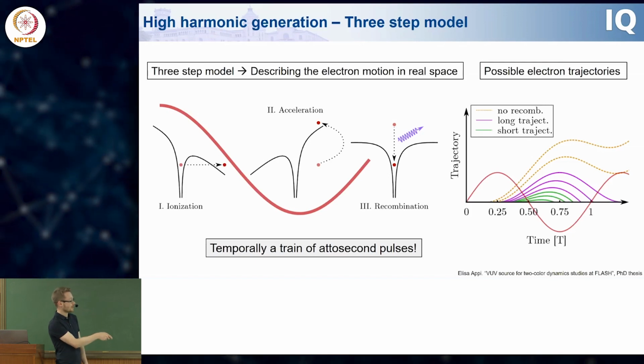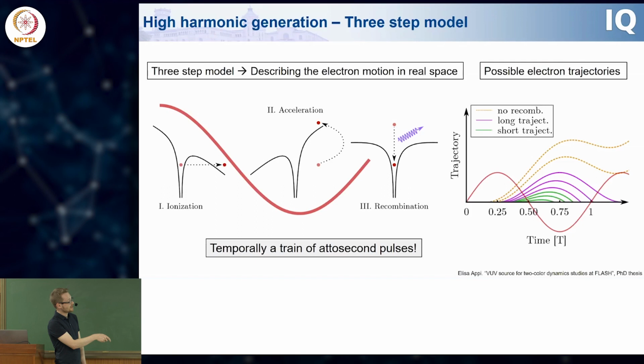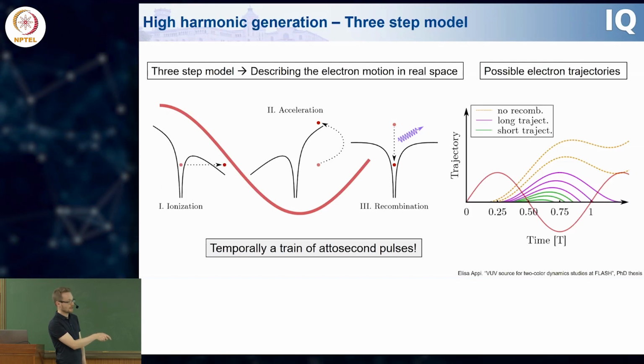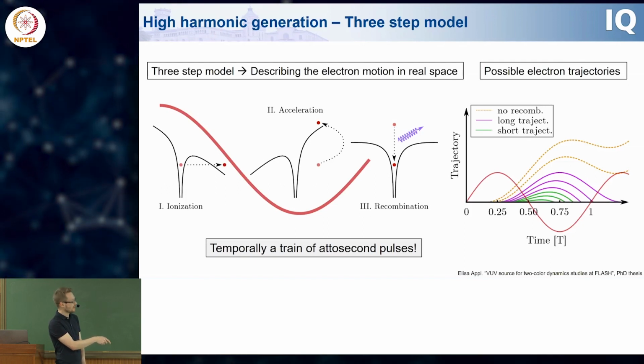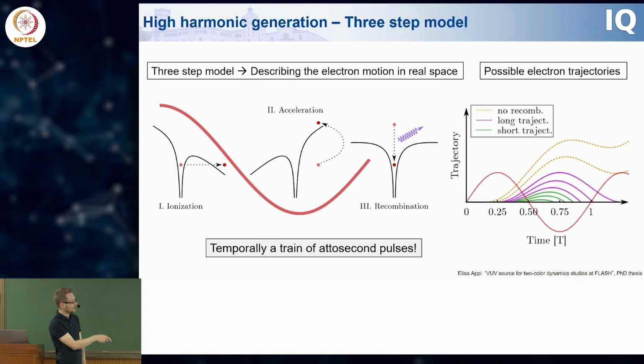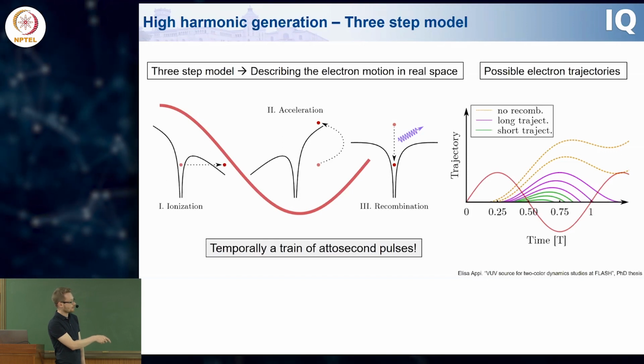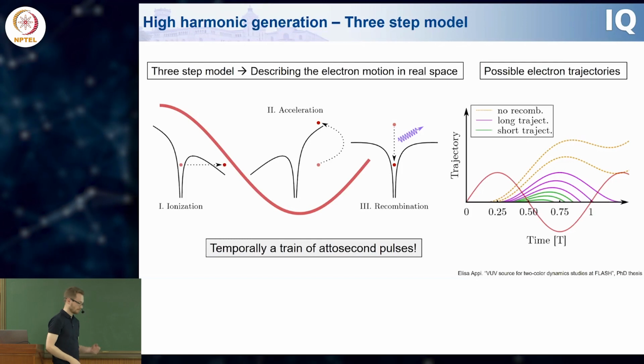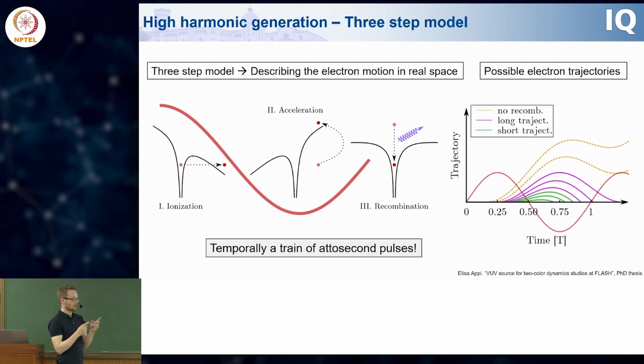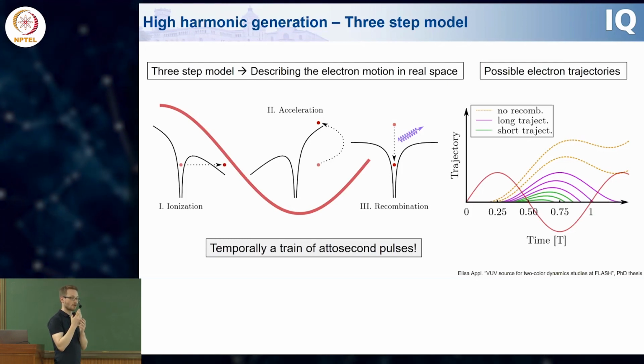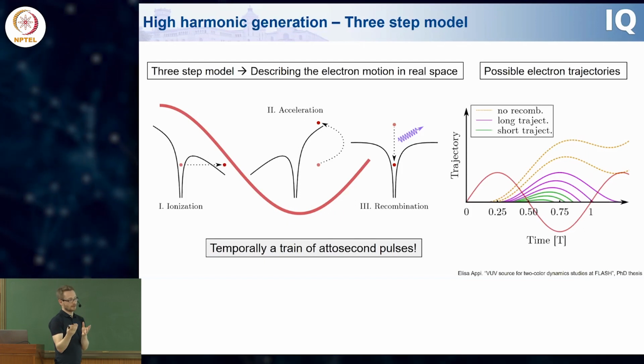The second thing we see here is this happens essentially every half cycle. So every time you have a field maximum, you will get this burst of electrons that are emitted and are then propagating in the electric field. And that means you will get a burst of emission every half cycle.